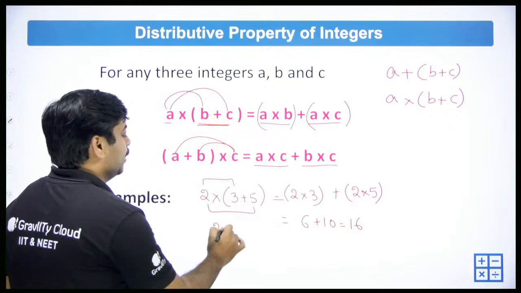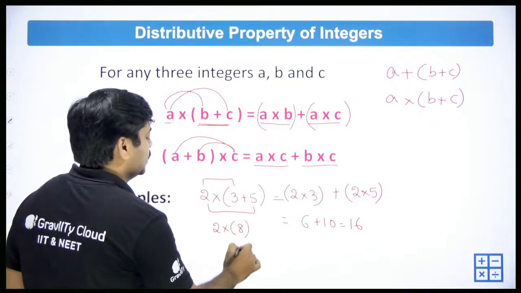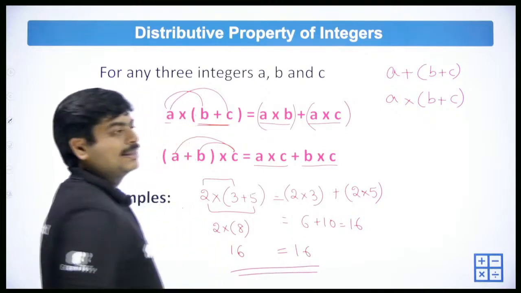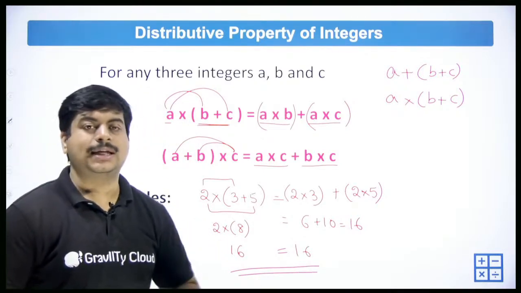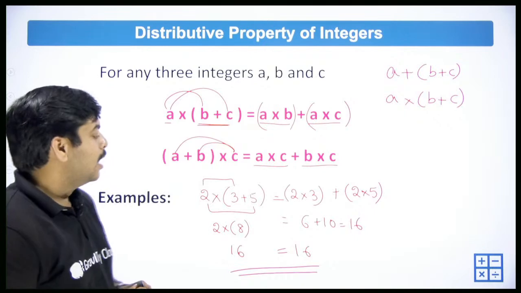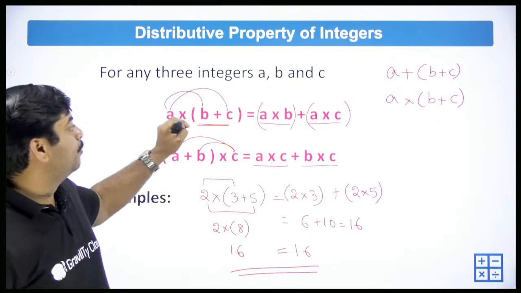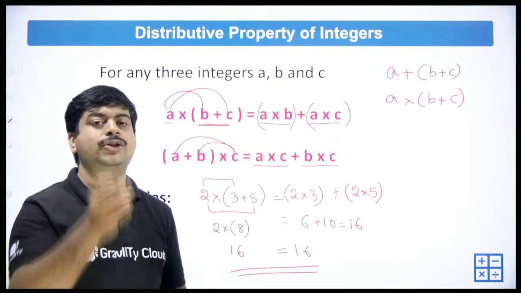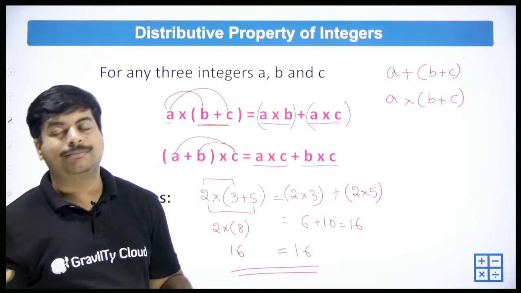This is 2 into 5 plus 3, which is 8. 8 2s are 16. So 16 and 16, these two will be equal. Understand? Okay, so A into B plus C and A into B plus A into C, whichever number you are multiplying should be distributed to all the remaining numbers.